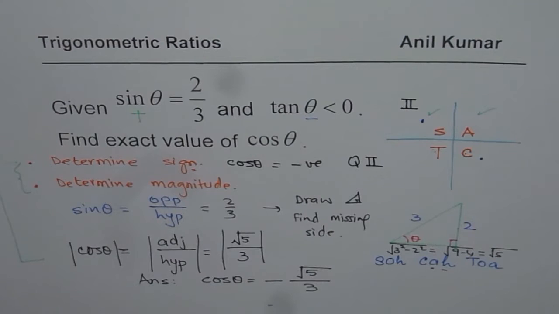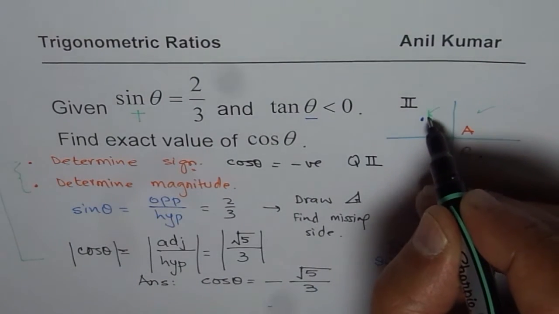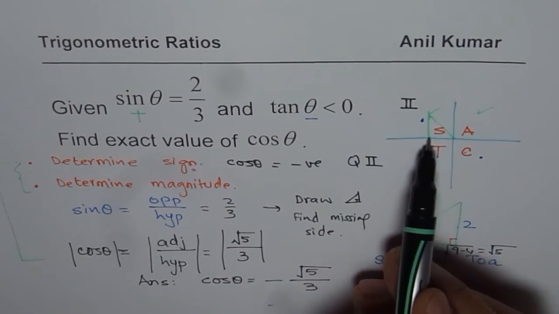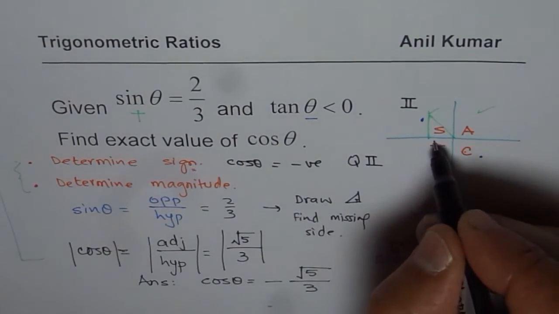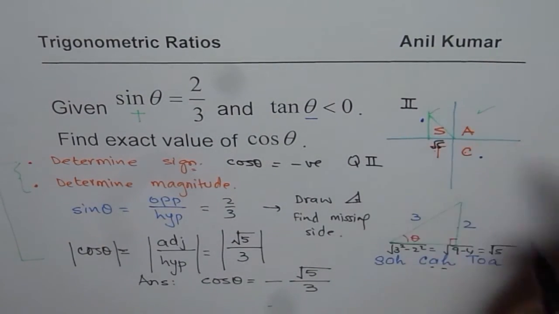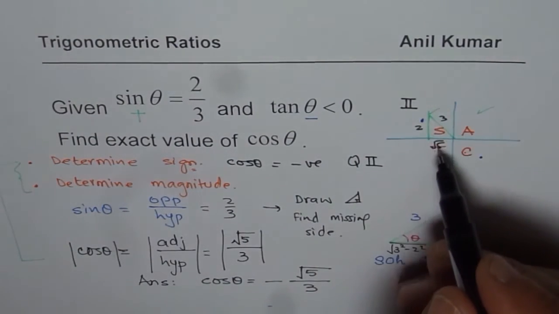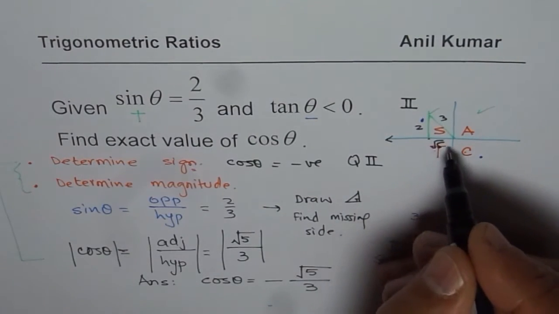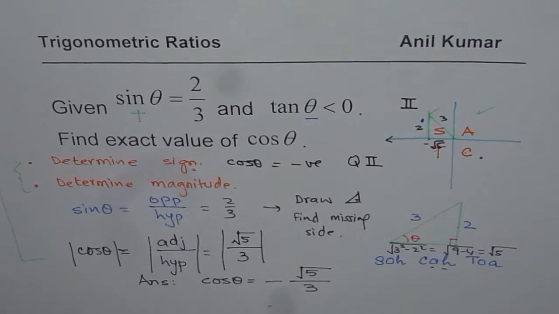You could also draw your triangle in quadrant 2. So in that case, you get a triangle here. And that will constantly remind you that the adjacent side is negative, right? So in this case, we do get adjacent side of square root of 5. Hypotenuse is 3, right? Opposite is 2. So that gives you this side, since it is towards the negative, this point is negative square root of 5. So cosine theta is negative square root of 5 over 3.